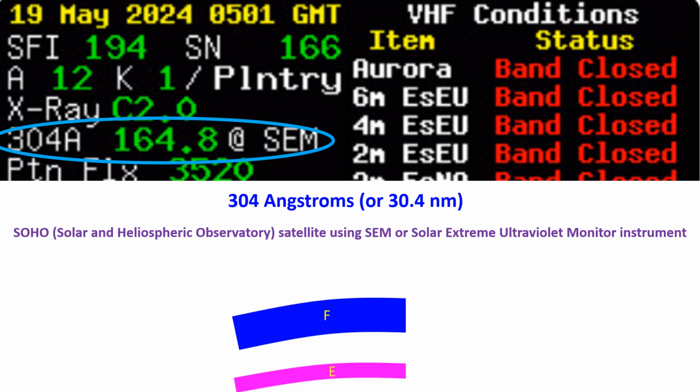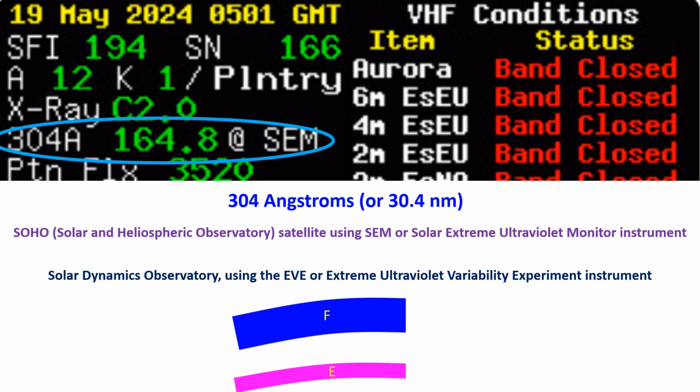Other form of measurement available is by the Solar Dynamics Observatory using the EVE or Extreme Ultraviolet Variability Experiment instrument. 304A correlates with SFI and is responsible for about half of the ionization in the F layer of the ionosphere.